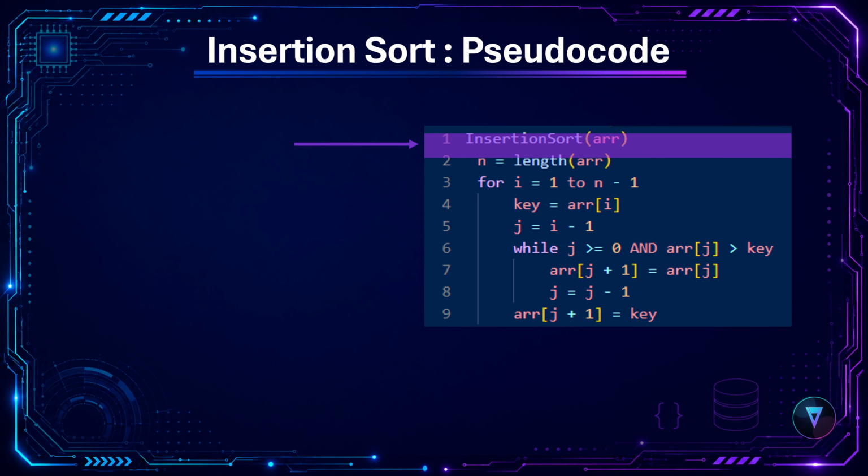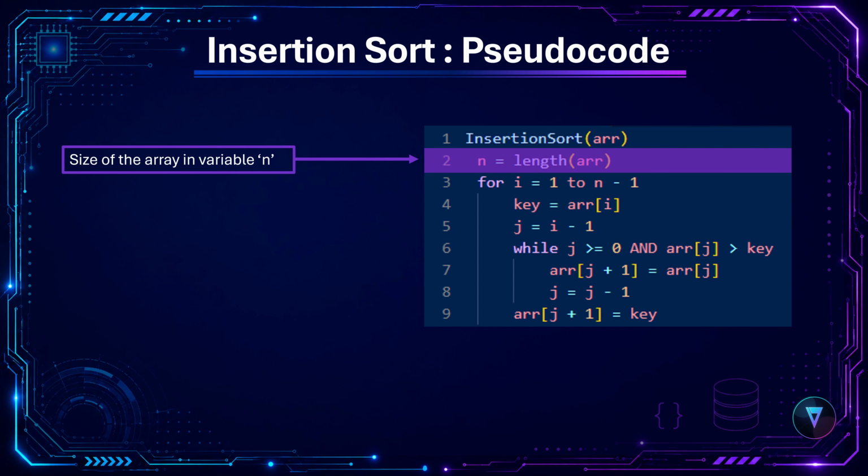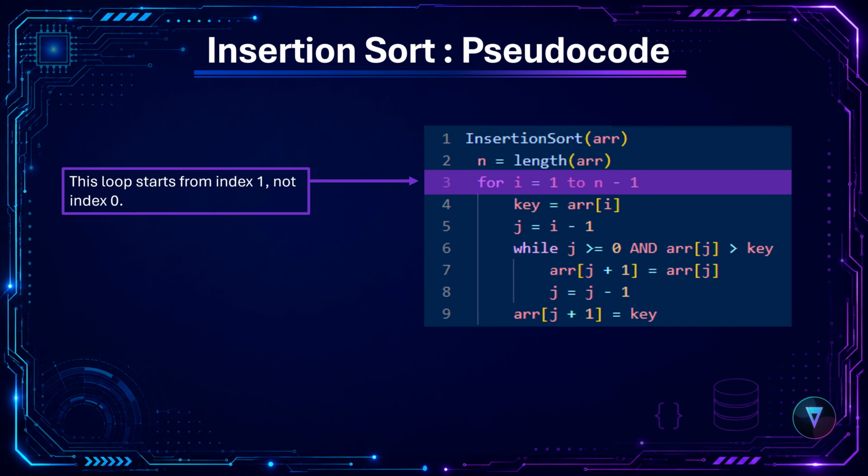Then we calculate n, which is simply the length of the array. So if the array has 5 elements, n is 5. Simple enough. Next, the loop starts from i equals 1 and goes up to n minus 1. Why 1? Because we assume the first element is already sorted by itself. So the sorted part starts with just one element? Then we pick the next element and place it correctly?